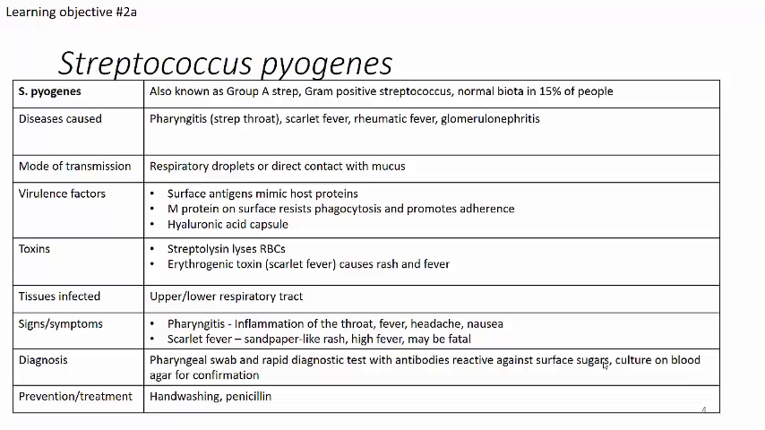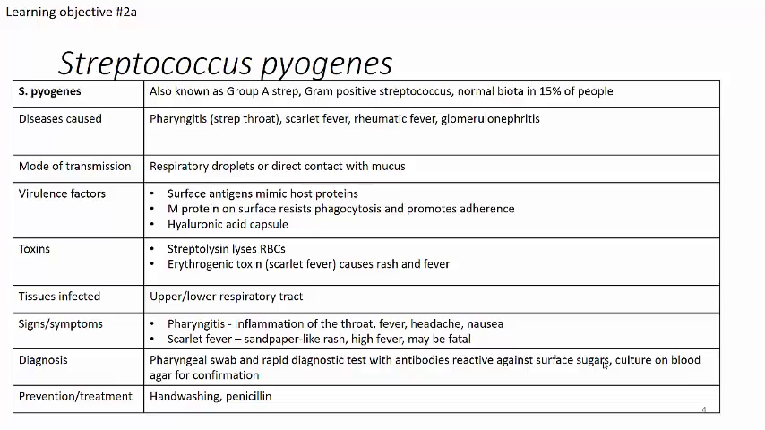So the way that strep pyogenes is transmitted from host to host is by respiratory droplets. So when a person sneezes, the bacteria can be present in the sneeze droplets and then can be inhaled by a second host. Also, if you come in direct contact with mucus containing strep pyogenes, you can contract the microbe this way. Strep pyo has several virulence factors.